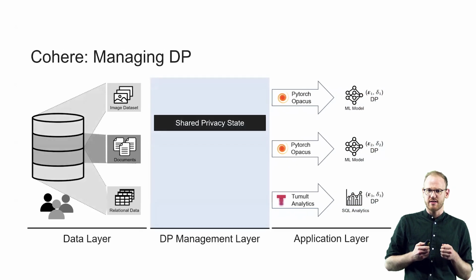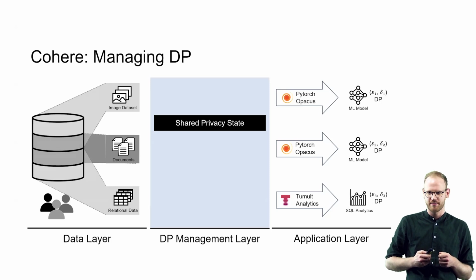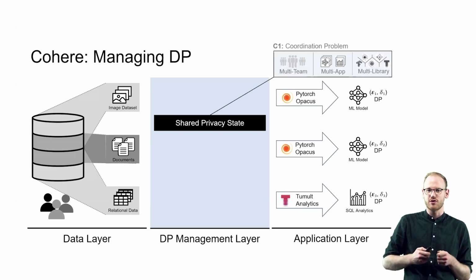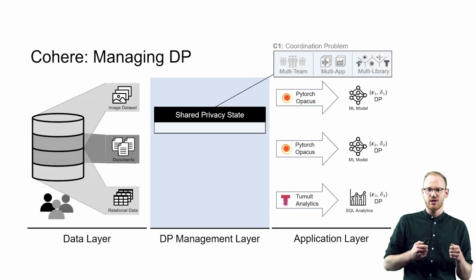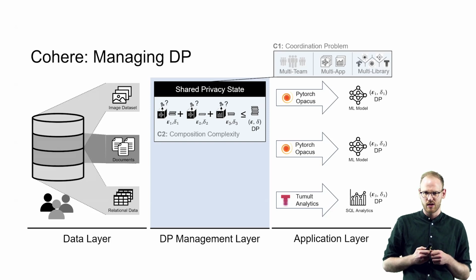To address this issue, we introduced Cohere, a system that enables us to enforce system-wide DP guarantees by tracking a shared privacy state across all applications. Now, this is challenging because it introduces a coordination problem between applications that are developed by multiple teams and in different DP libraries. In addition, there are compatibility issues between the privacy analysis of different applications.